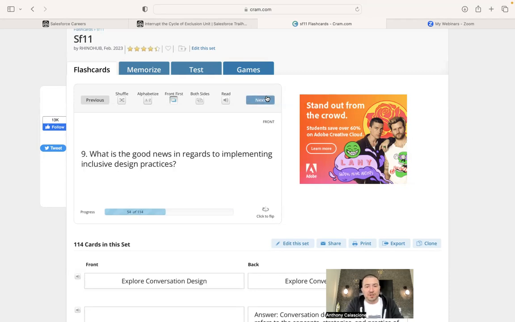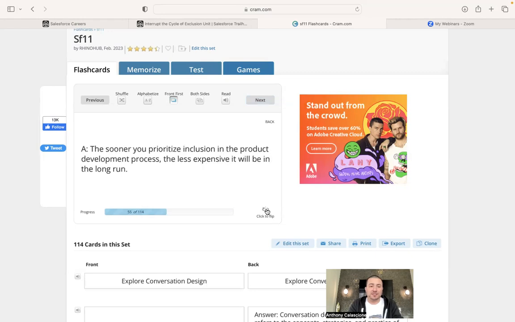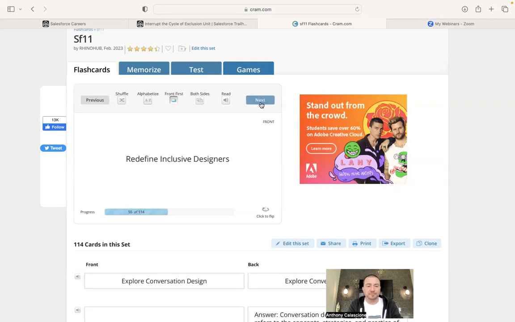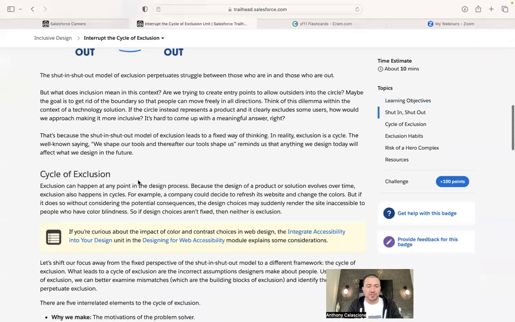What is the good news in regards to implementing inclusive design practices? The good news is that you can start your journey on any of the elements in the cycle of exclusion. What is the benefit of prioritizing inclusion in the product development process? The sooner you prioritize inclusion in the product development process, the less expensive it will be in the long run. All right, let's answer some questions.